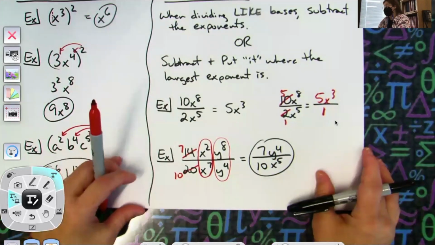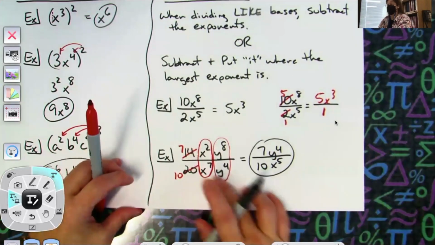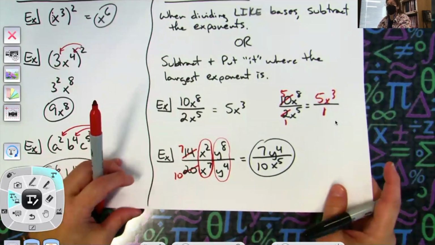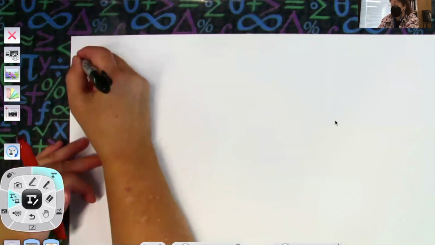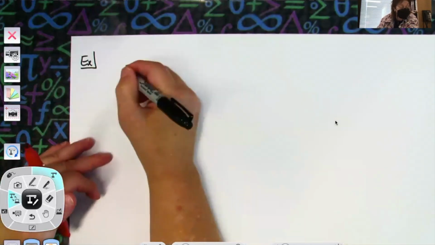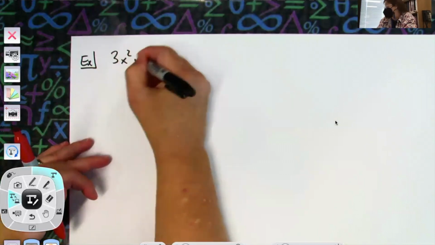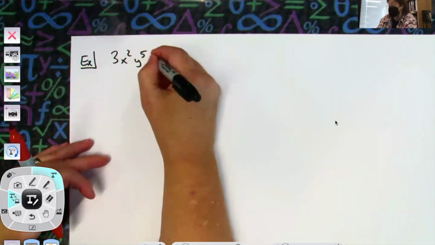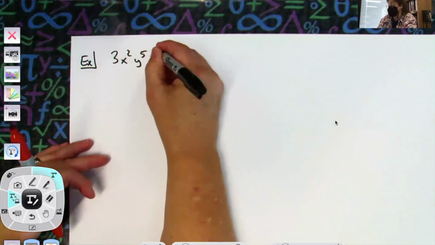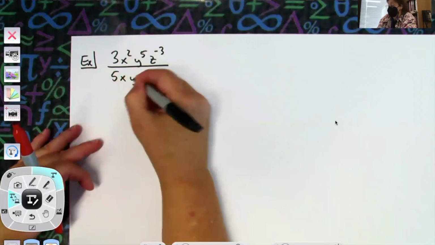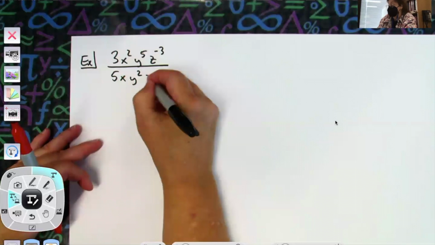Okay. Now, so far, all of these have been positive exponents. All right, there's nothing that says I can't have negative exponents to start with. Okay, so let's do an example with that. Okay, let's suppose I had, I don't know, let's try 3x squared y to the 5th, z to the -3rd, over 5x y squared z to the 4th.